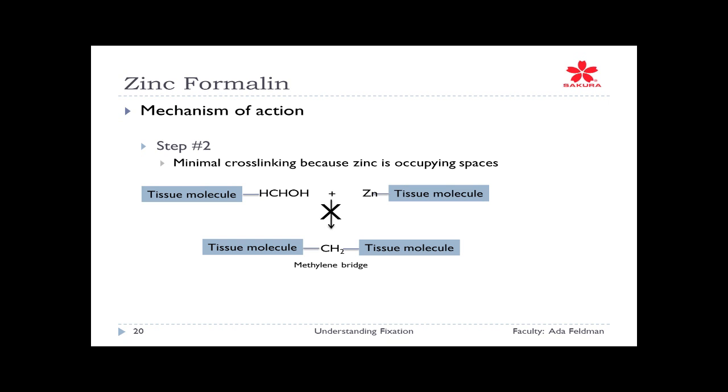now it's very possible that where before formaldehyde is looking for all those free hydrogen sites on the tissue molecule, they're not going to see them because the zinc is out-competing it. The zinc is there, and therefore you do not get the formation of methylene bridges, and if you do, they are a much smaller number.